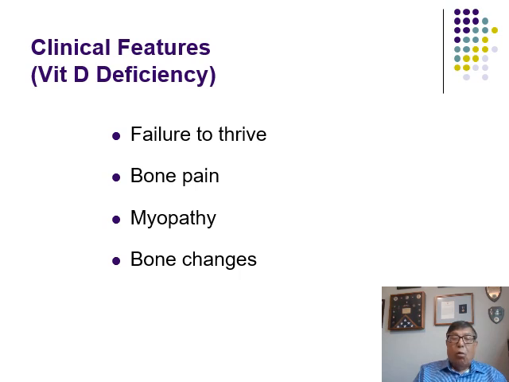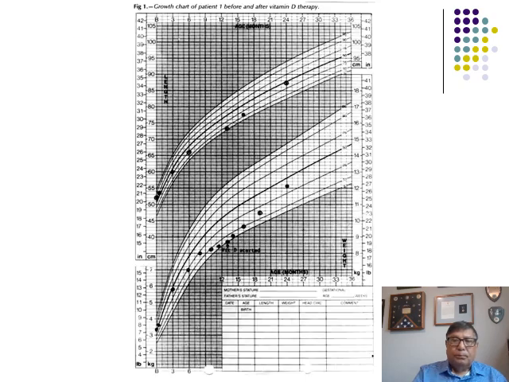These babies are always crying, and once somebody wants to hold them or pick them up, they will cry a lot because they are in pain, and that's because of the periosteal reaction. There is also myopathy, and in fact sometimes it has been misdiagnosed as upper motor neuron disease. And the bony changes, we will discuss in our next slides.